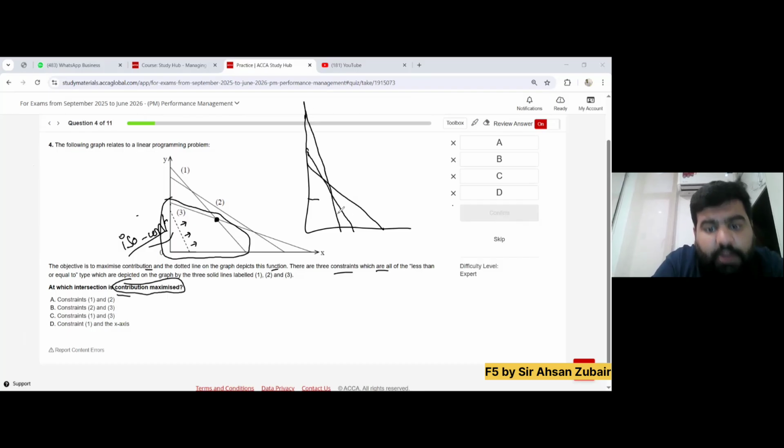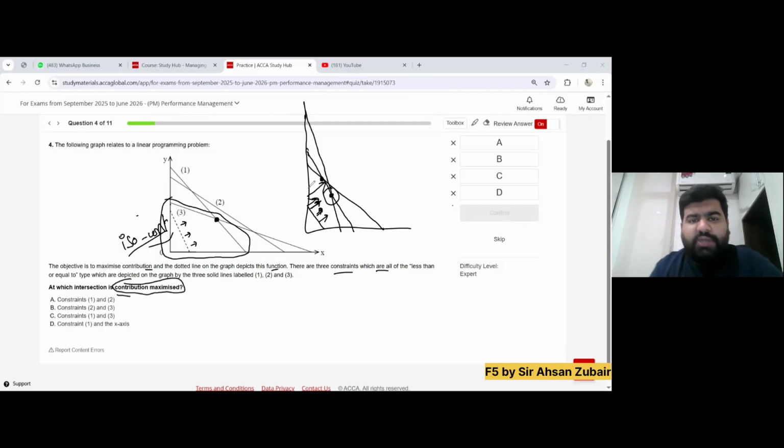This type. Now you see there are two intersection points in the graph. This is one intersection point and this is one intersection point. When we make the iso contribution line, we drag this line and see which point is far away. If this point is coming first, for example, then it will not be the point that gives you the maximum contribution. We'll see which point is far away.